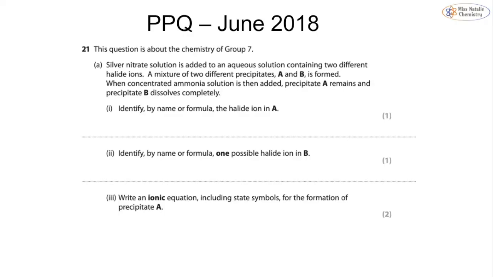Well, the fact that when we add the concentrated ammonia, precipitate A does not dissolve, that can only be iodide, or I-. Notice that it specifically says the halide ion. If you write iodine, you will not get the mark because that is the halogen.